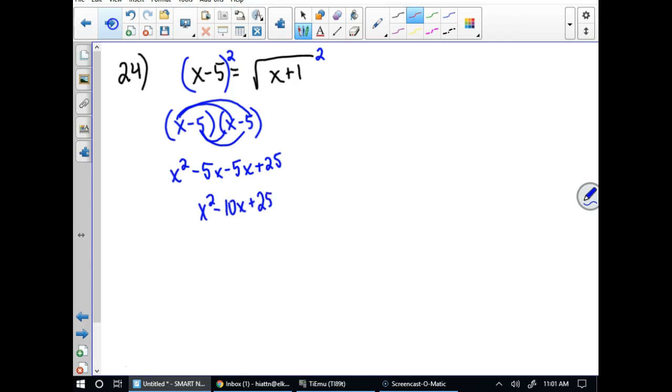Now, if you use the shortcut, if you square, double, square, you skip all that work I just did there and you go straight to this, and that's perfectly fine. I would encourage you to do that. And on the other side, we square the square root, so we get x plus 1.